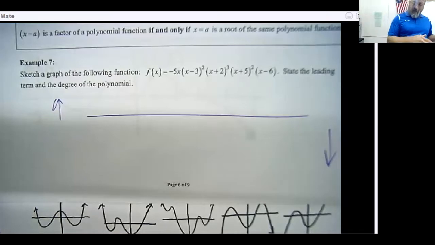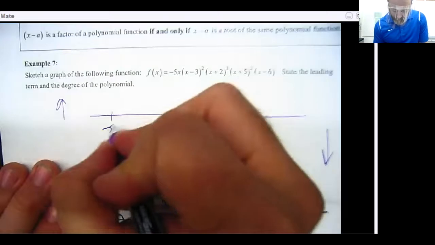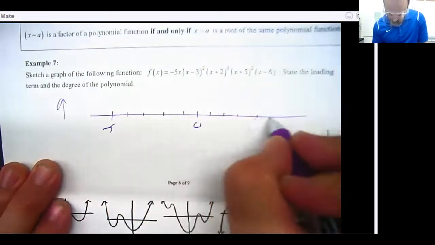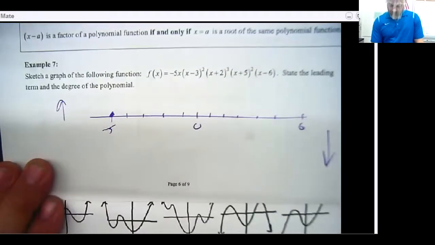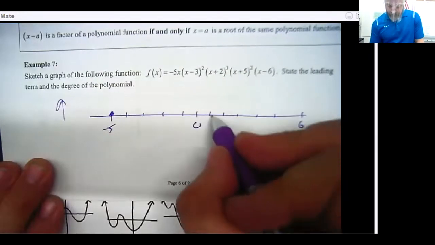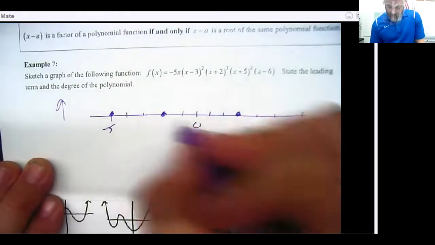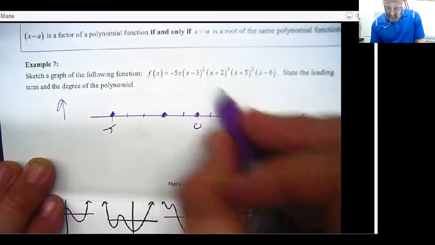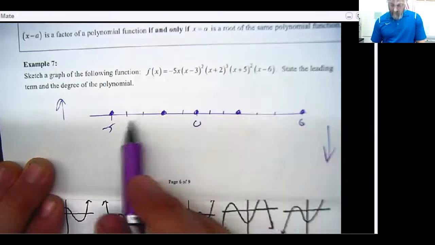What's the furthest root to the left? Okay, so negative 5, 4, 3, 2, 1, 0, 1, 2, 3, 4, 5, 6. So I got that one, right? There's one at 3. There's one at negative 2. One at negative 5, one at 0. Did I miss one? And one at 6. Did I get them all? 1, 2, 3, 4, 5.